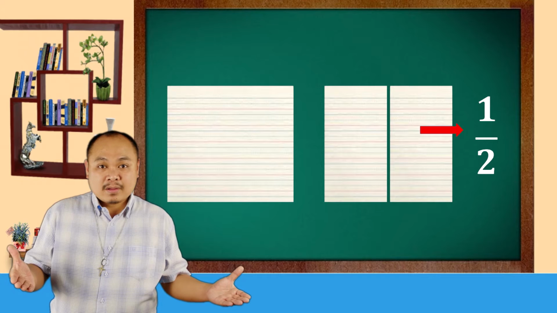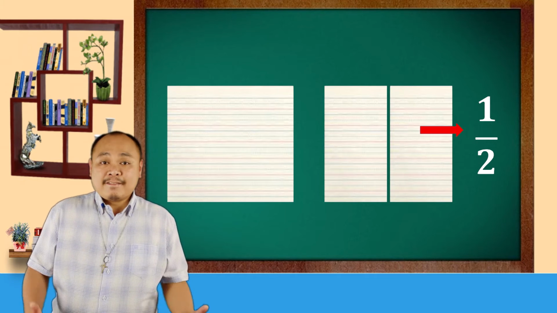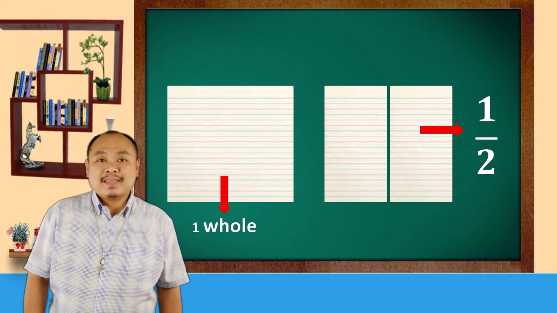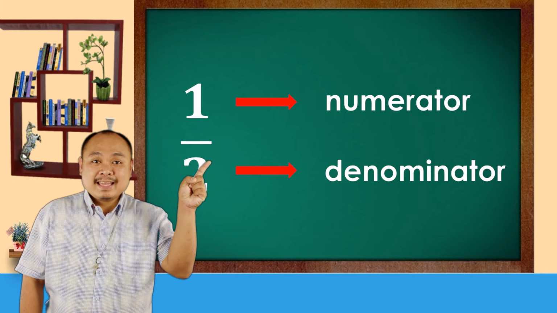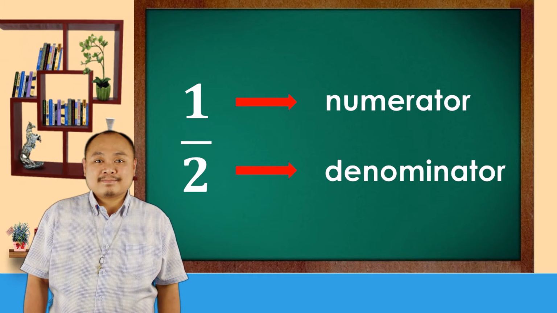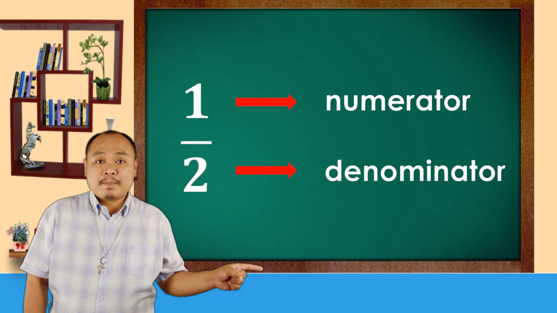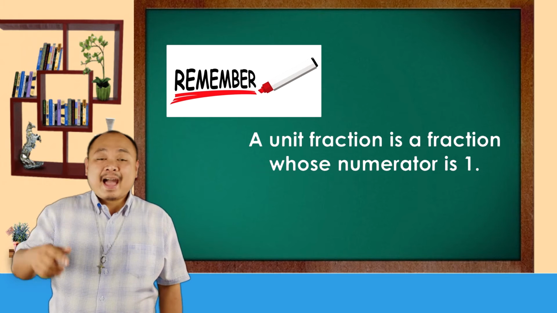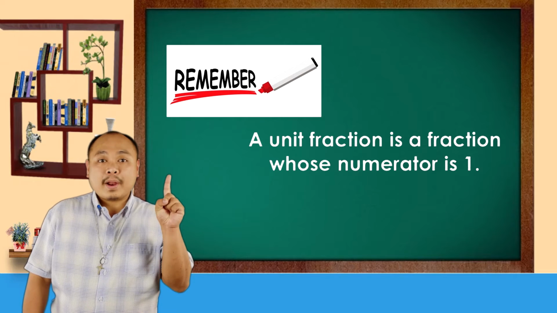As we have said, 1/2 is called a fraction. A fraction is a part of a whole. It has 2 parts. These are the parts of a fraction. The numerator tells the number of shaded parts. The denominator tells the number of equal parts a whole is divided. Remember this, a unit fraction is a fraction whose numerator is 1.